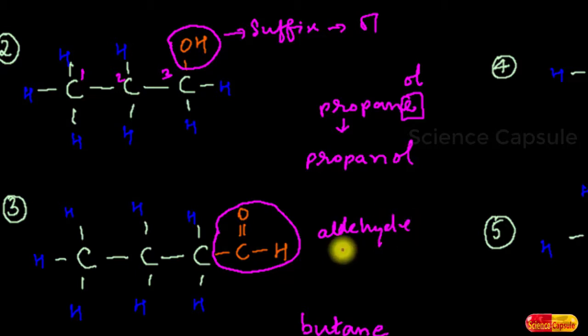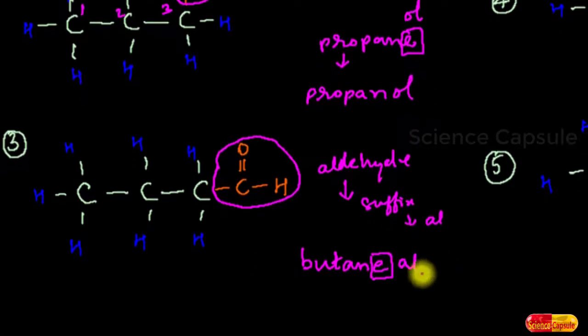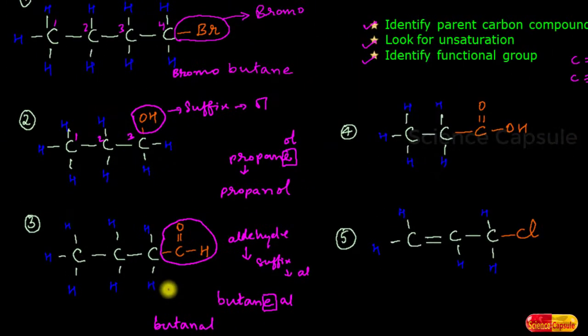When we have aldehyde, we will be using its suffix, so you should remember the suffix. The suffix is AL, isn't it? So the functional group with the suffix AL can be used in the carbon compound. For that, the end E should be replaced with AL, so the compound would be butanal, isn't it? So how simply we can find the name of the compound.